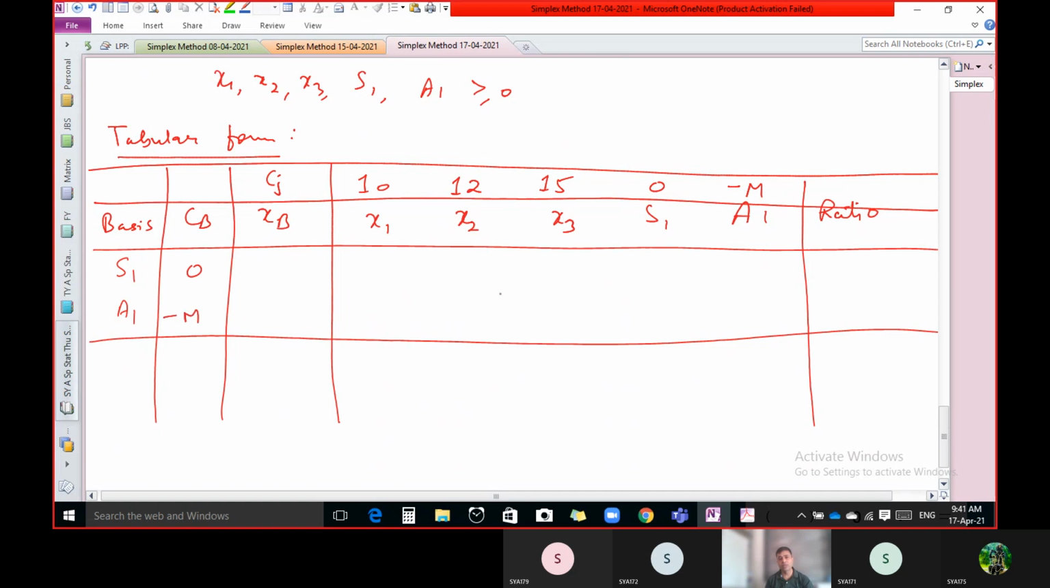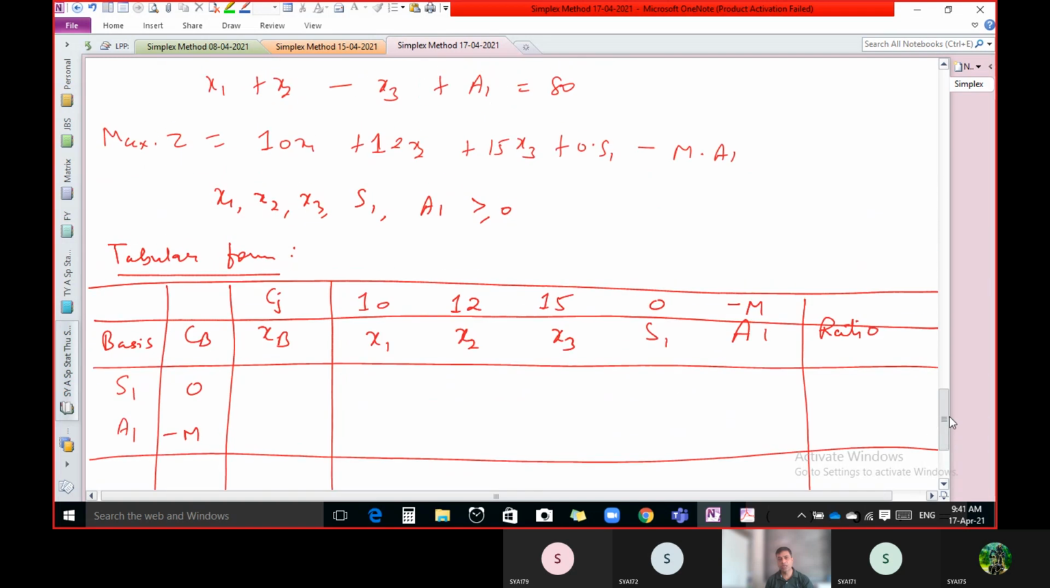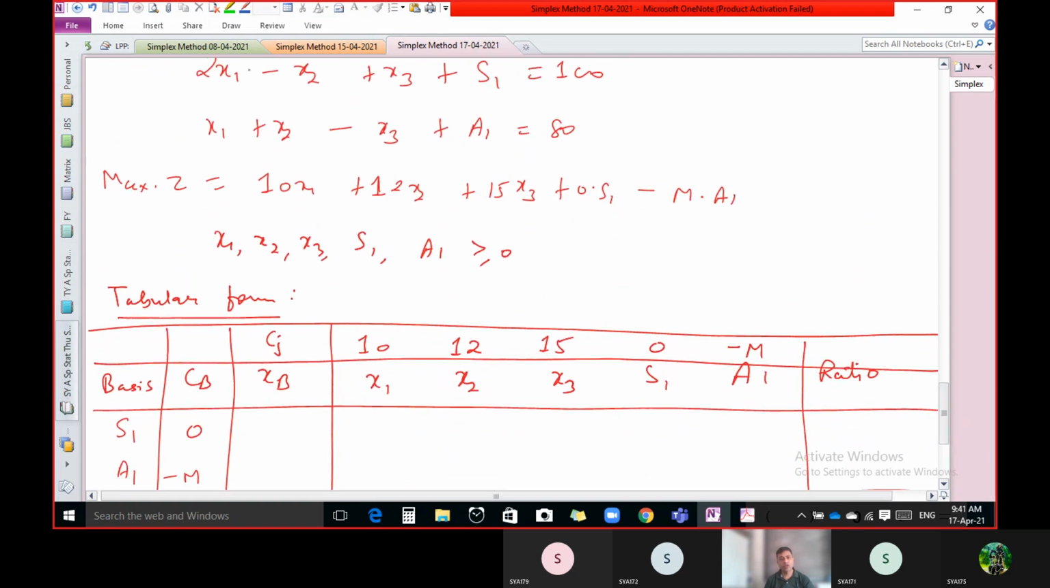Now XB, okay, before that see the first equation. The coefficient of x1 is 2, so we have to write 2. Then minus 1, here the coefficient of x2 is minus 1. x3 is 1. s1 is 1. a1 is 0. Now for the second one, the x1 coefficient is 1. Then 1. Then minus 1. Then 0. And then 1. And here you have to write the right hand side value 180. Okay, and now the remaining part is the same.